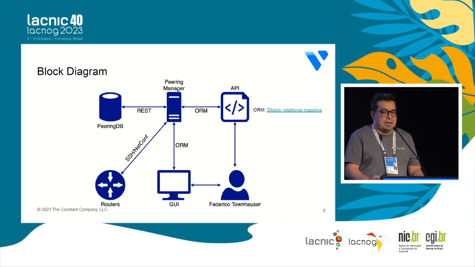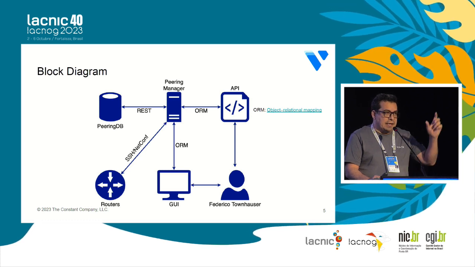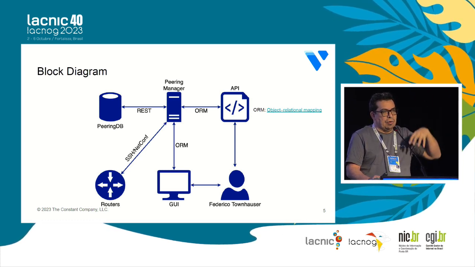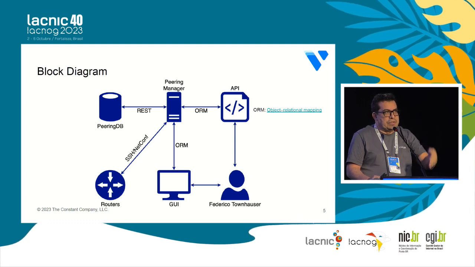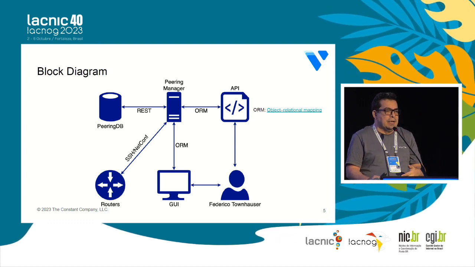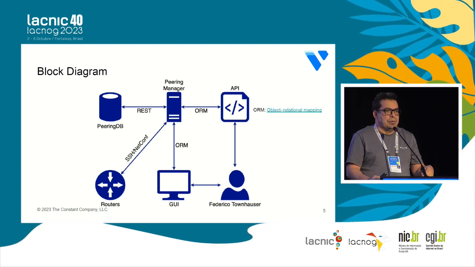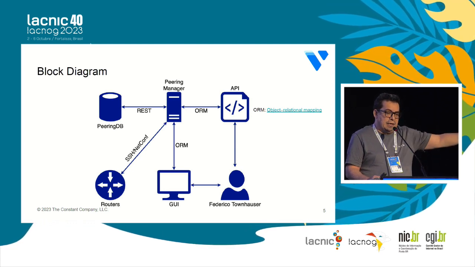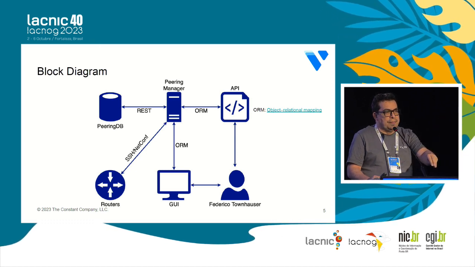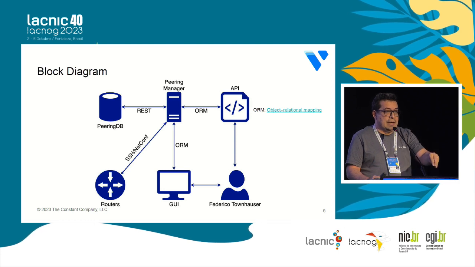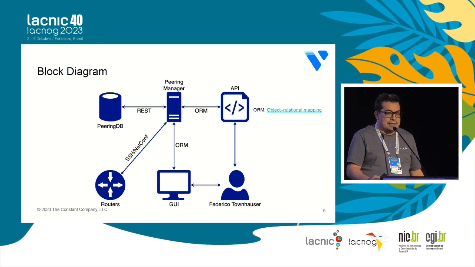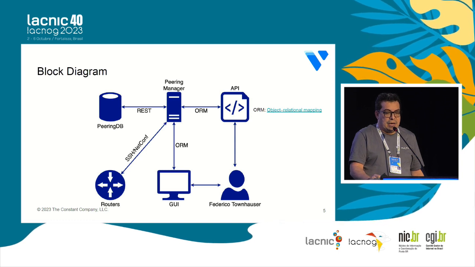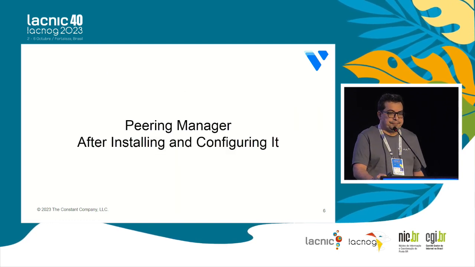The block diagram is very simple. Basically, you install it on a server. And the interesting thing is that you connect it with PeeringDB, so it downloads all the information from PeeringDB. Every now and then a peer's BGP session says you have surpassed the maximum number of prefixes. As it is related to PeeringDB and the autonomous system, when you update the maximum number there, Peering Manager takes that information and configures it in our routers. You access it through a GUI and an API.